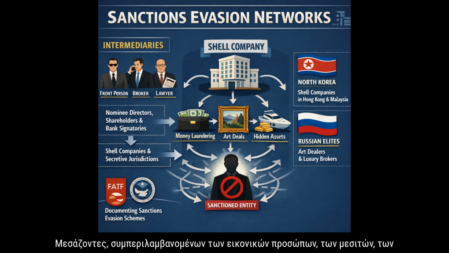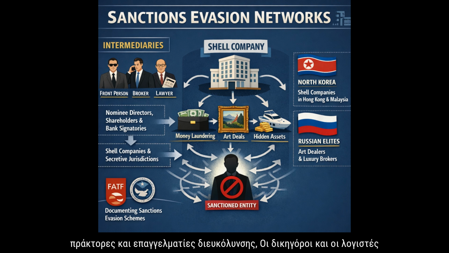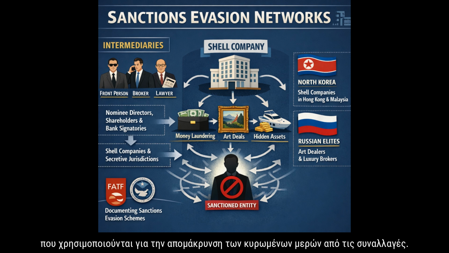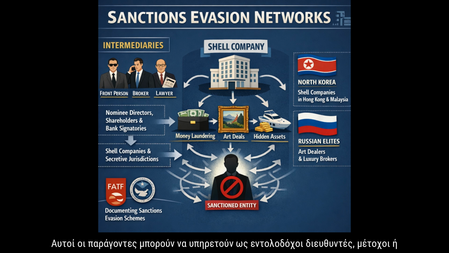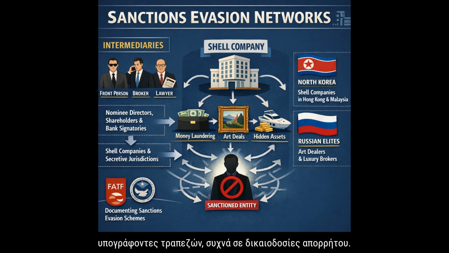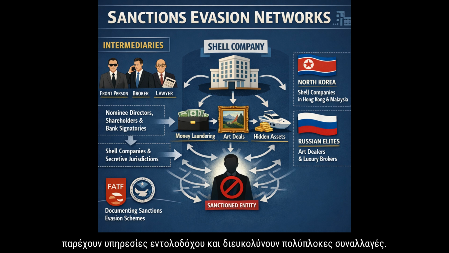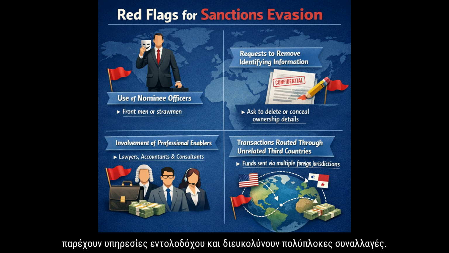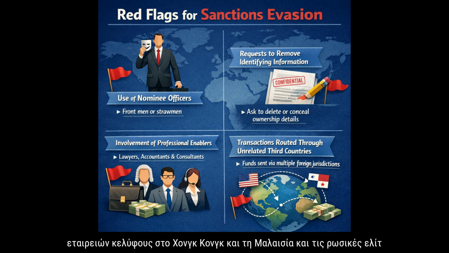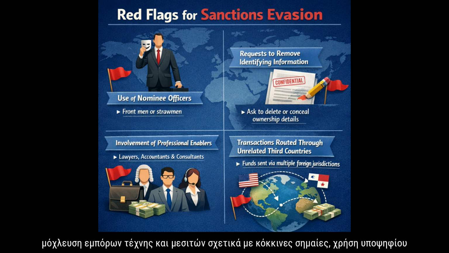Intermediaries, including front persons, brokers, third country agents, and professional enablers, lawyers, and accountants, are used to distance sanctioned parties from transactions. These actors may serve as nominee directors, shareholders, or bank signatories, often in secrecy jurisdictions. Professional enablers help create and maintain shell companies, provide nominee services, and facilitate complex transactions. FATF and FinCEN have documented the central role of such intermediaries in sanctions evasion networks, including North Korea's use of shell companies in Hong Kong and Malaysia, and Russian elites leveraging art dealers and brokers.